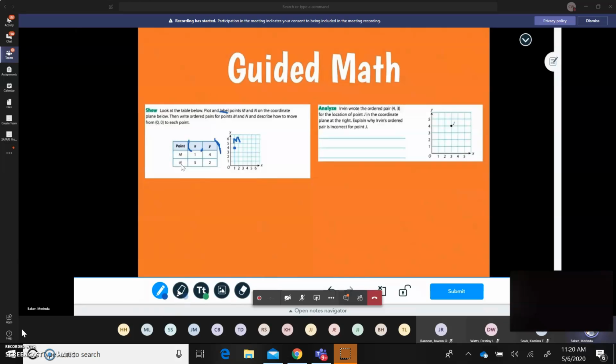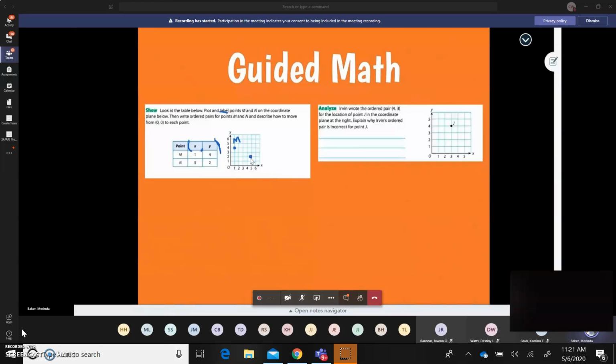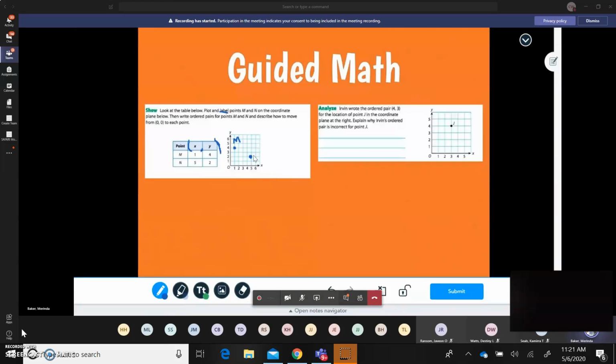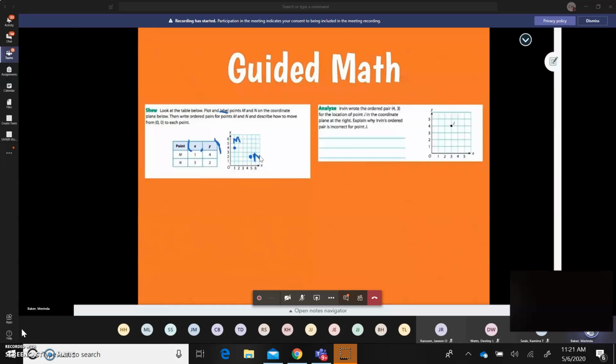Next, our next point, N, is 5, 2. So if 5 is where the X is, and I know we always move along the x-axis first, I need to move 1, 2, 3, 4, 5 units to the right. And now I'm going to move 1, 2 units up on the y-axis. So now that is point N.